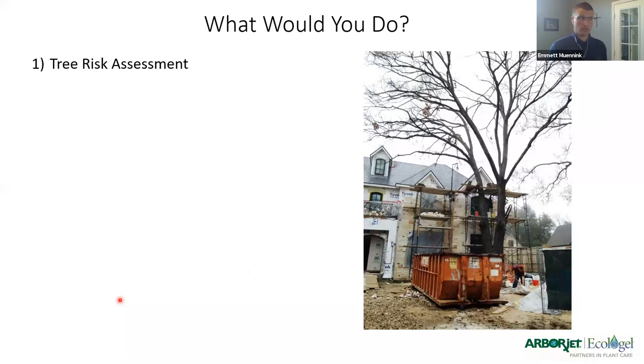You know, this tree has two leads. Looks like this one on the left-hand side. If something were to fail, maybe this lead would fall right into somebody's bedroom. So maybe this tree is not even worth saving.